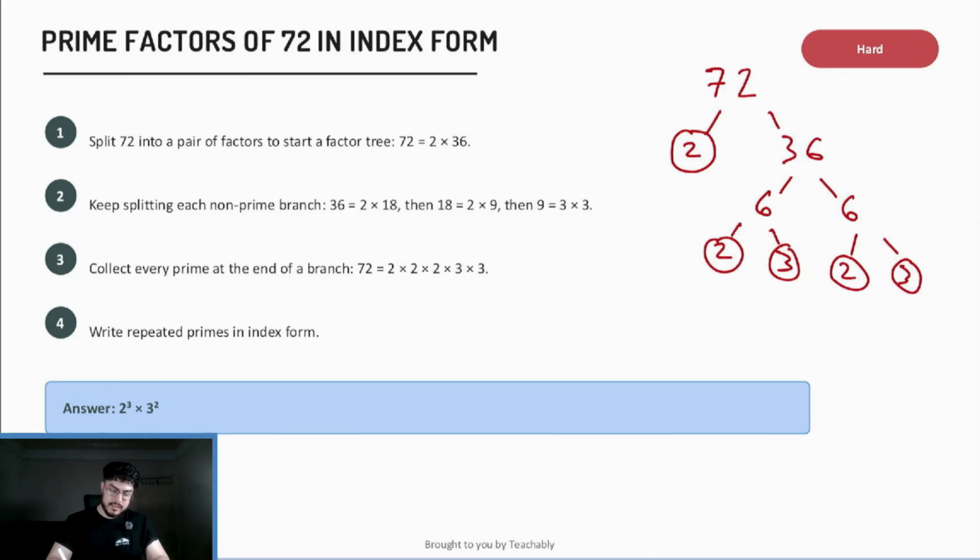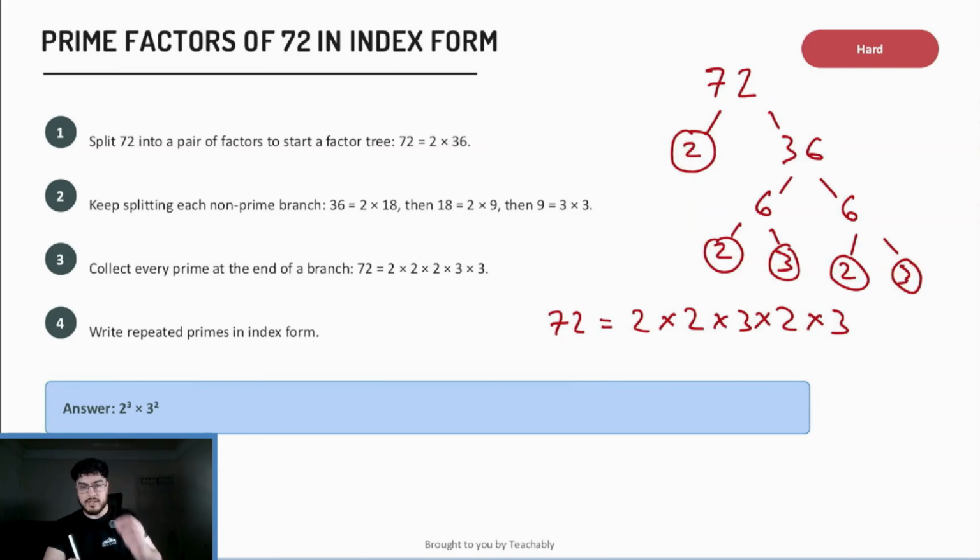And we can say that, therefore, 72 is equal to 2 times 2 times 3 times 2 times 3. Just going in order. And then if we want it in index form in a nicer format, well, let's say we've got 2 to the power of however many 2's we have. So we've got 1, 2, 3. So 2 to the power of 3, or 2 cubed. And then multiplied by, well, 3. And how many 3's have we got? We've got 1, 2 3's. So we can say times 3 to the power of 2, or 3 squared.